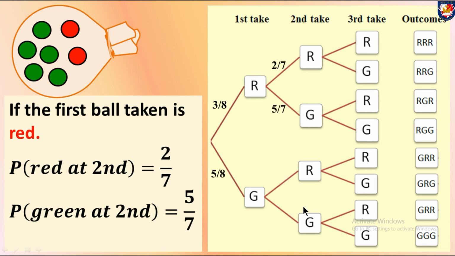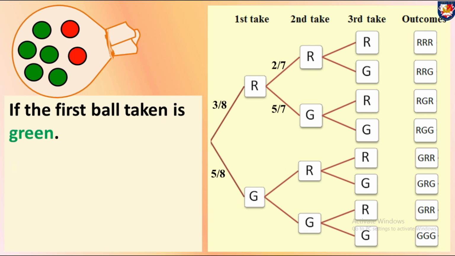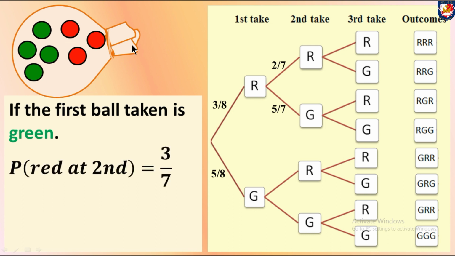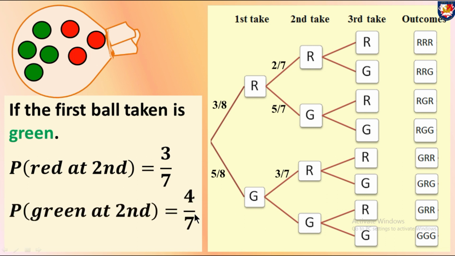How to fill the probability here? The probability here is the probability after getting green at the first take. So bring back the red ball and take the green ball out. The probability of getting red is 3 per 7, 3 balls out of 7 balls here. So you write 3 per 7 here. And the probability of getting green at the second is 4 per 7 because there are 4 green balls out of 7 balls inside the bag. So you write 4 per 7 here.